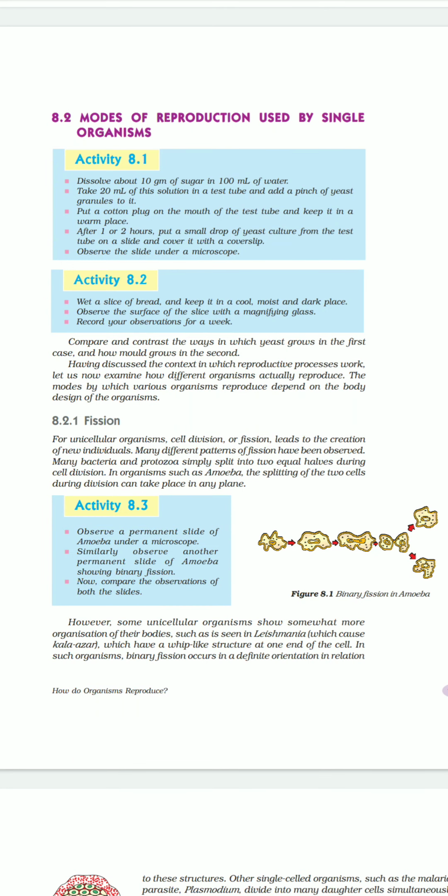Hello students. Now in this video we are going to discuss the modes of reproduction. Broadly, there are two modes of reproduction in living organisms, that is sexual reproduction and asexual reproduction. The most important difference between the two is that in asexual reproduction only a single gamete or individual is required, while in sexual reproduction two gametes or individuals are required.